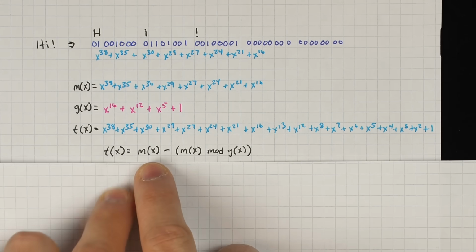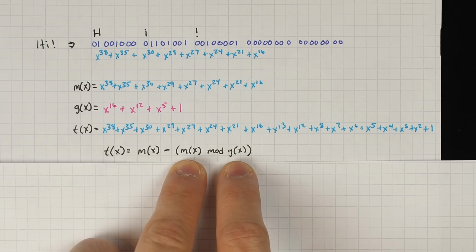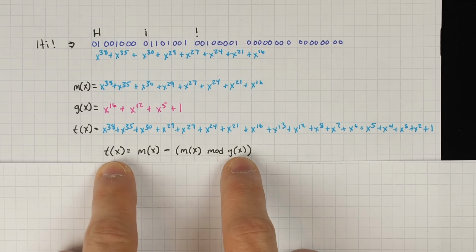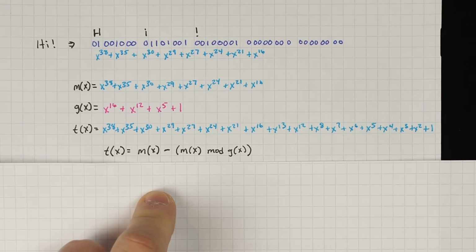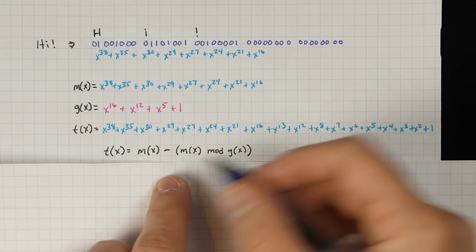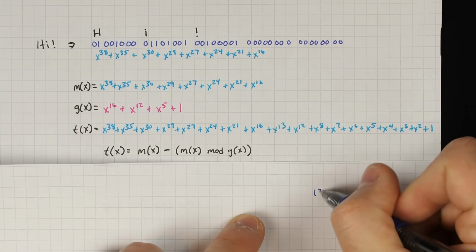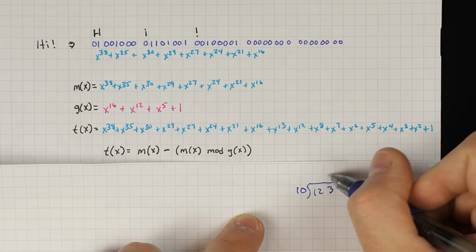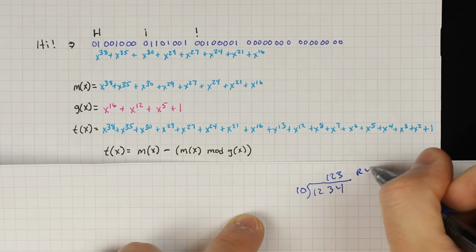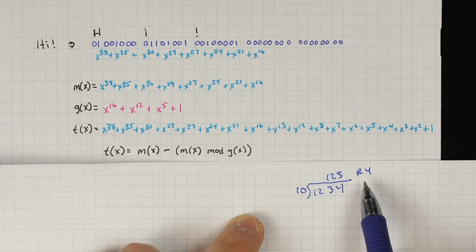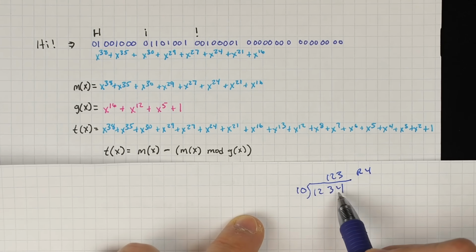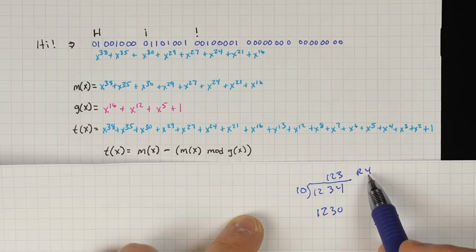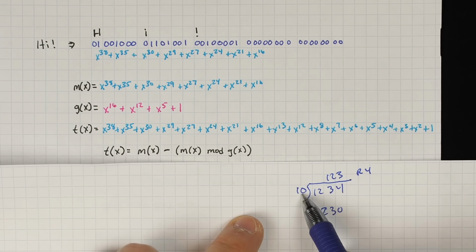And the reason to do that, to take our message divided by our generator, take that remainder and subtract it from the message, is so that the overall transmitted message is then divisible by the generator, right? Because just imagine that instead of this polynomial we have a number, 1, 2, 3, 4. If we divide that by 10, we're going to get 1, 2, 3 with a remainder of 4, right? So we have this remainder of 4. If we take 1, 2, 3, 4 and we subtract 4, we're going to get 1, 2, 3, 0, right? So by subtracting the remainder, we get something that is now divisible by 10.